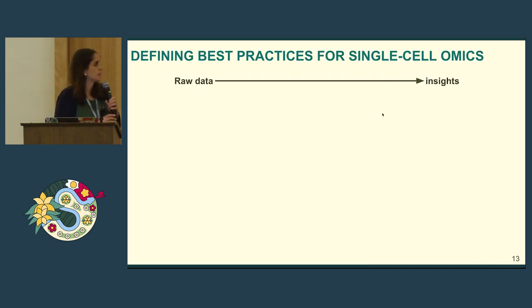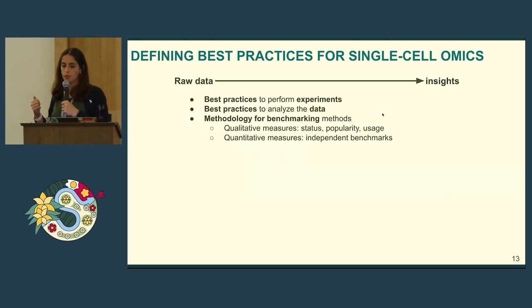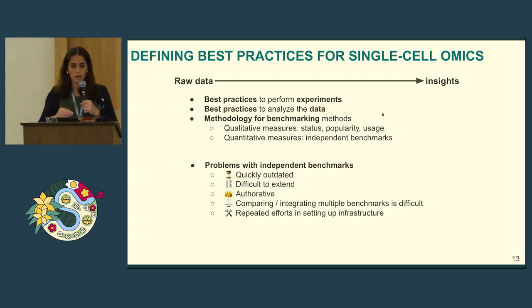But let me take a step back in here. So what we're trying to achieve is to go from raw data to insights. And in single cell omics, that means that we will need to establish best practices both at how we perform experiments and how we analyze the data. And we need to have benchmarking methodology for the analysis methods. It can be something like popularity, like we believe in the wisdom of the crowd. But we also need to have quantitative benchmarks. And the problem is these independent benchmarks, they are many times a heavy lift because there is no common infrastructure that can be reused. And they are hard to expand and can become quickly outdated.